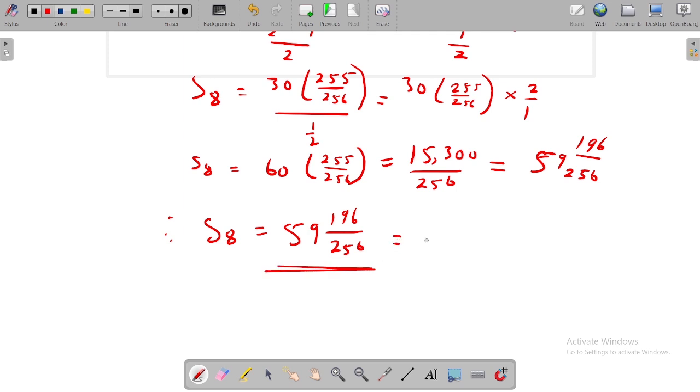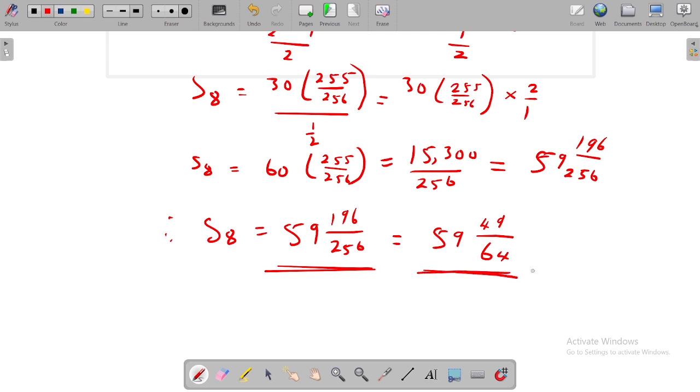Now if we divide this, it will give us 59 whole number 196 over 256. If you like, you can still break it down: this 196 divided by 4, you have 49, all over this 256 divided by 4, you have 64. This is equally the answer.